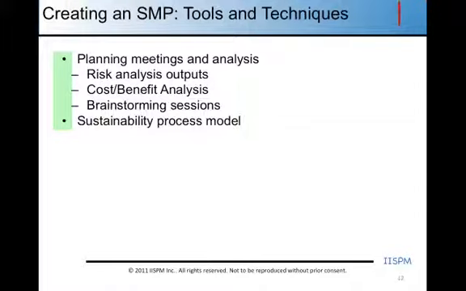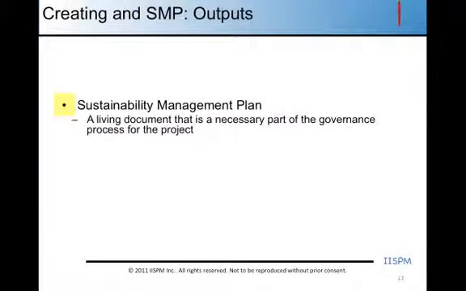So this process model will define what the targets are, what sustainability elements we're going to be incorporating within the projects that have been defined and agreed on by the organization. So the outputs is the sustainability management plan, and it's a living document that is a necessary part of the governance process for the project. In order to govern something, we need to have that baseline. We need to have the understanding and the consolidation of the information that the organization has agreed on, and that the organization is behind.